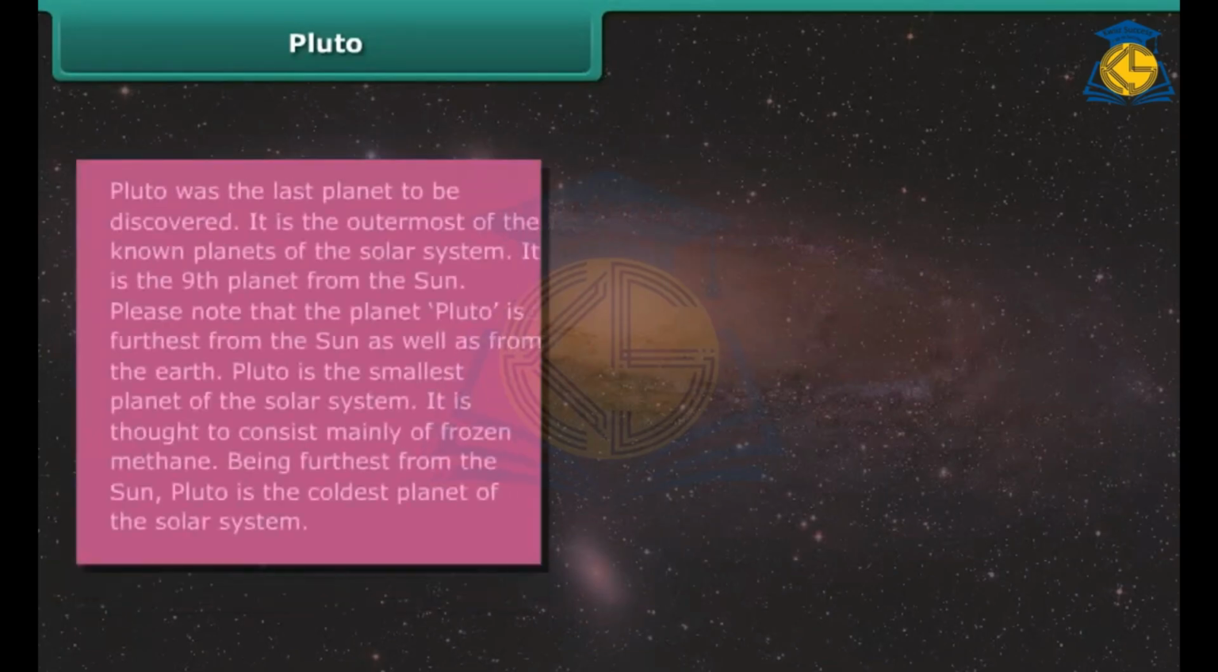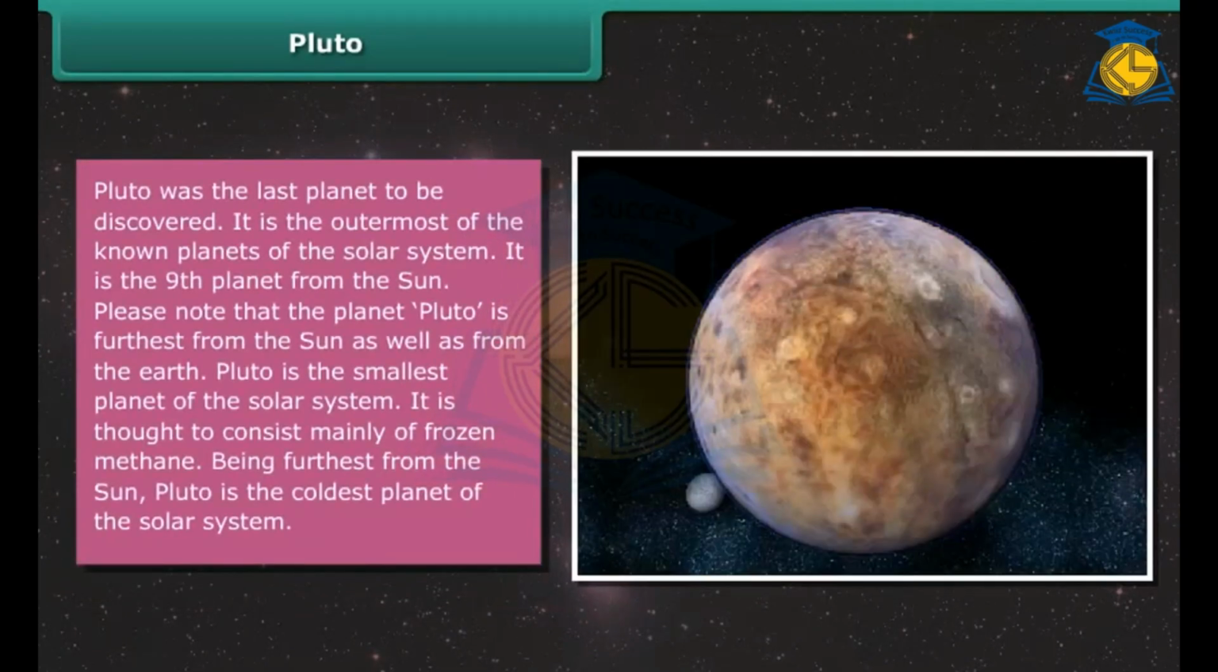Pluto. Pluto was the last planet to be discovered. It is the outermost of the known planets of the solar system. It is the ninth planet from the Sun. Please note that the planet Pluto is the farthest from the Sun as well as from the Earth.